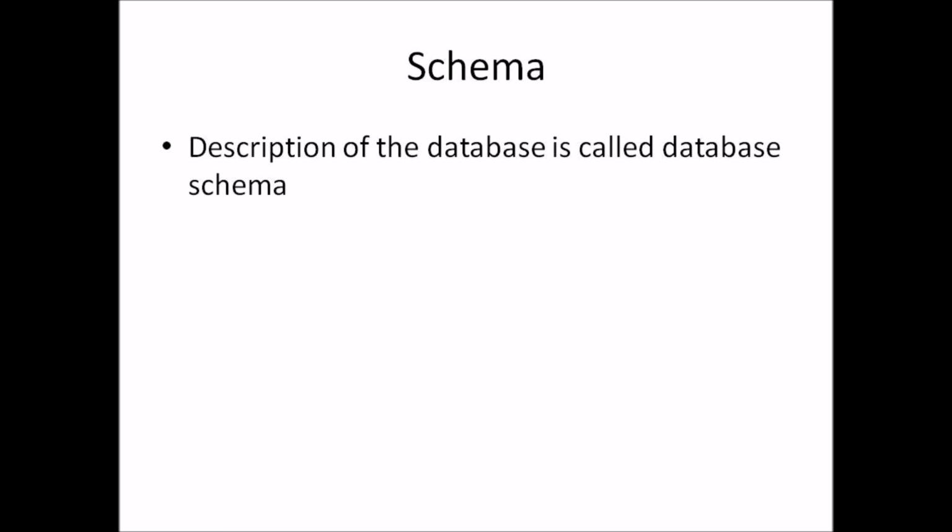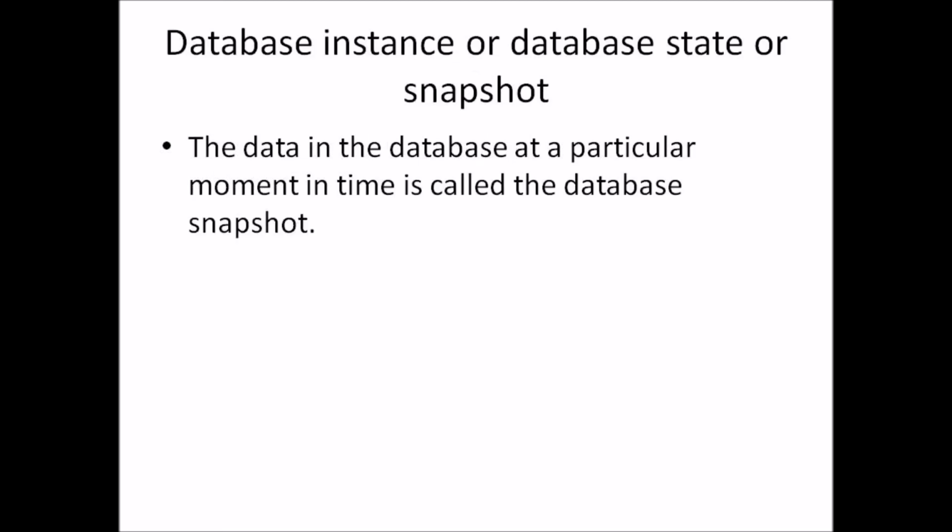The next topic that we are going to see is schema. Schema is defined as the description of the database. It's quite simple to remember: schema means description of the database. Next topic is database instance, or database state, or snapshot. The data in the database at a particular moment in time is called the database snapshot.